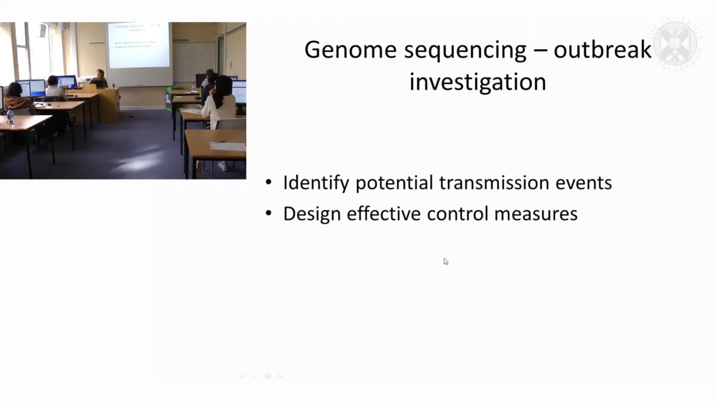And well, I'm going to discuss in a second, but people have tried to design control methods based on genome sequencing. And so the premise is that if you have an outbreak in a hospital or something like that, you can do whole genome sequencing of the different strains from that outbreak and try and figure out what the source is.